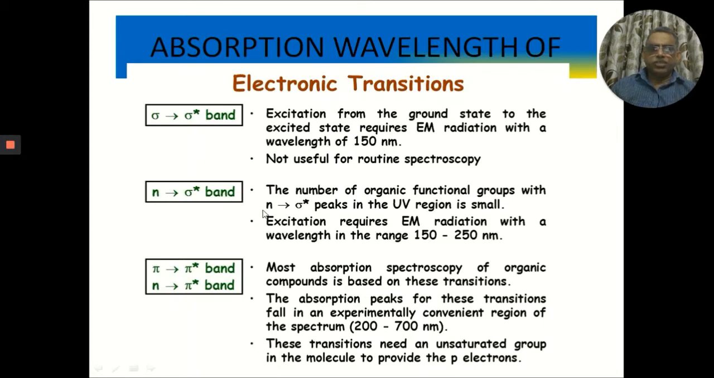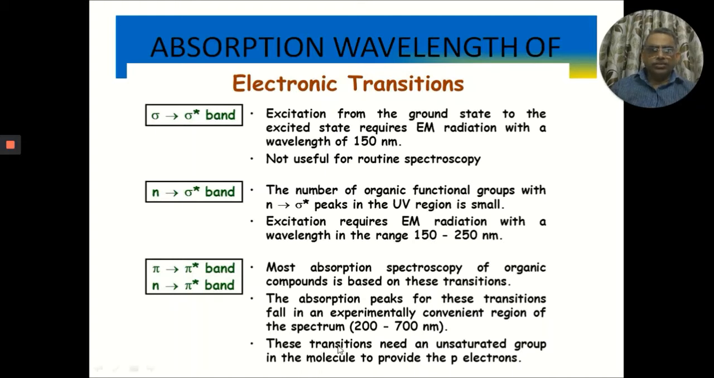Next is the n to sigma star. They are also in the UV region, somewhere around 150 to 250 nanometers, and they also do not show much fluorescence behavior. The two electronic transitions which are responsible for most of the fluorescence that we observe in organic molecules are pi to pi star and, the lowest energy, n to pi star. Most organic molecules show these absorption transitions, and they show absorption peaks in the region of 200 to 700 nanometers depending upon the molecular structures.